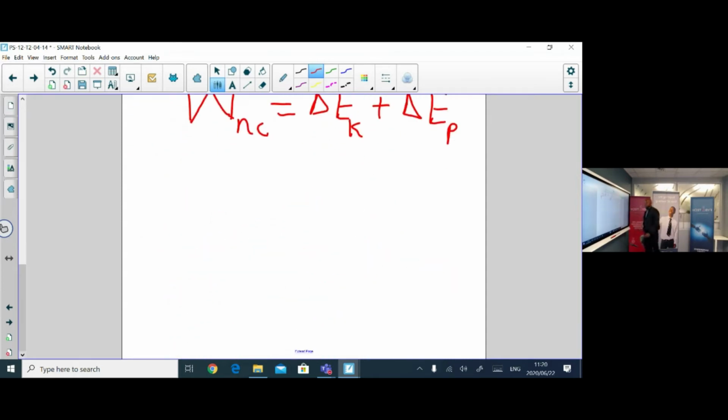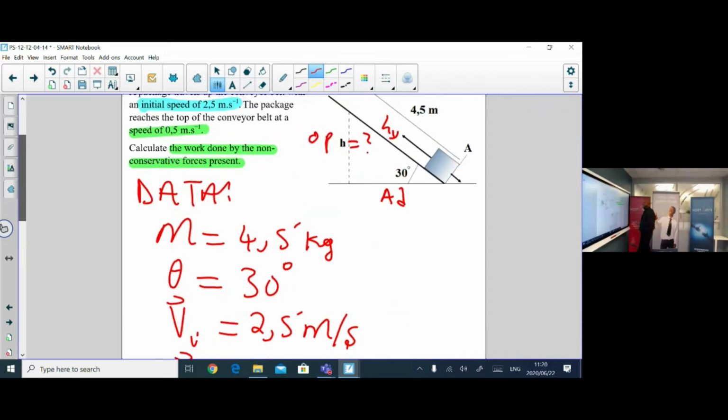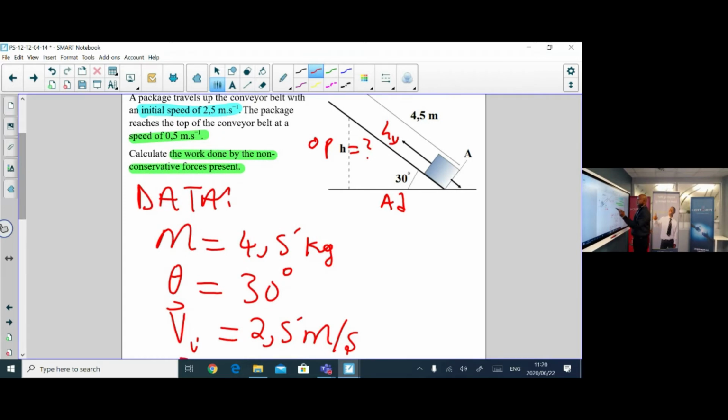Now, first and foremost, we have to calculate the H. Let us calculate the height. How do you get it? Let us go back to the diagram. We all know that sine theta is equal to opposite over hypotenuse.